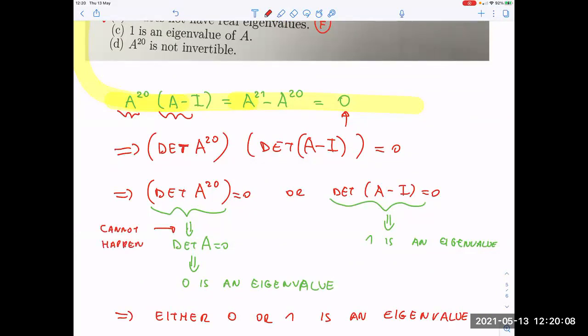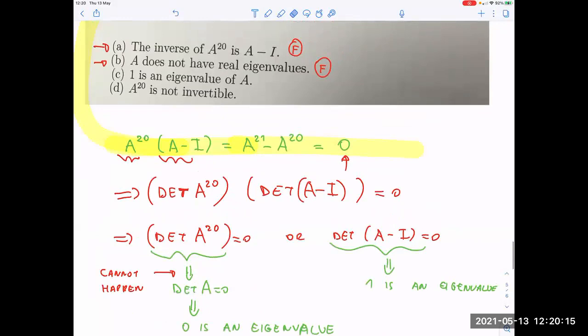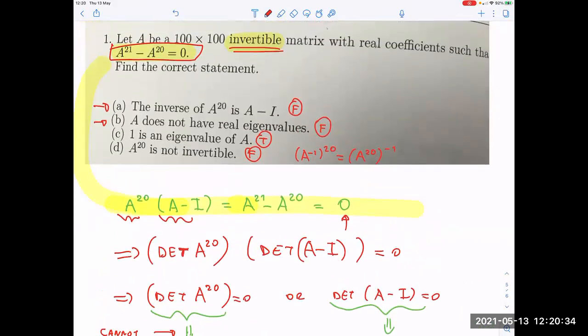Because A is invertible, right? So the only option is that 1 is an eigenvalue. So thank you. This is true. And "A is not invertible" is false because A^(-1) to the power 20 is the inverse of A^20. So thank you, Pascal. I simply did a stupid thing, not reading the multiple choice row carefully enough. Okay, now everything is fitting nicely.